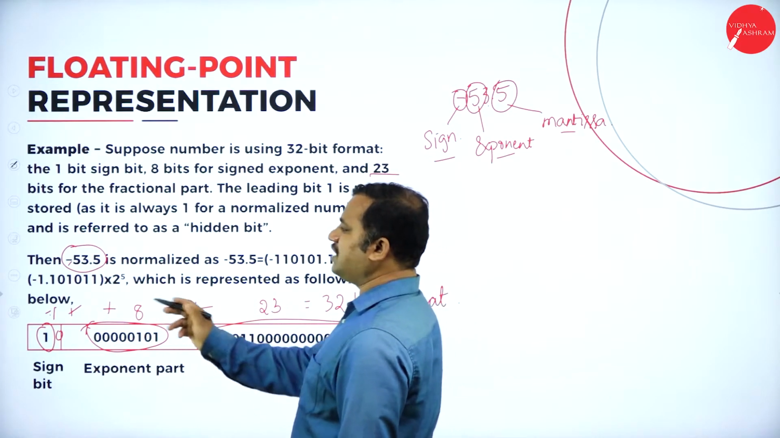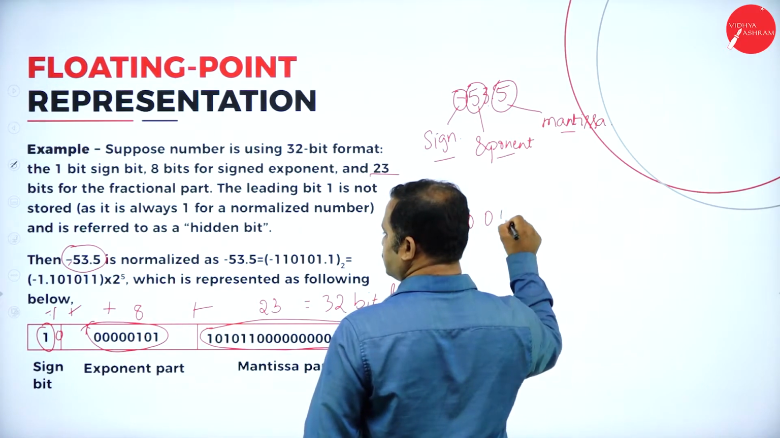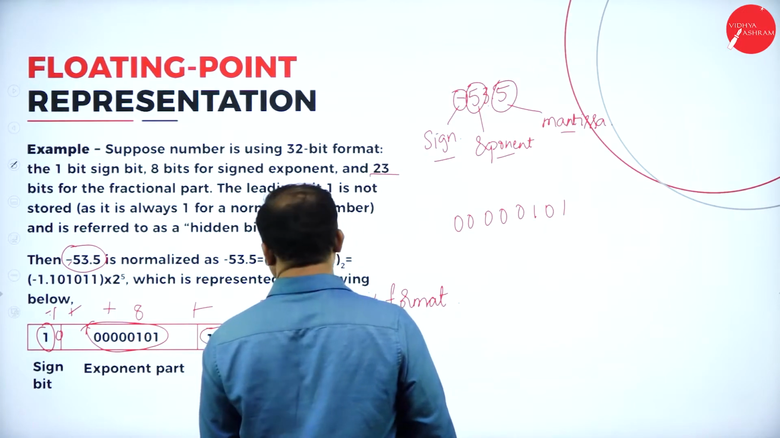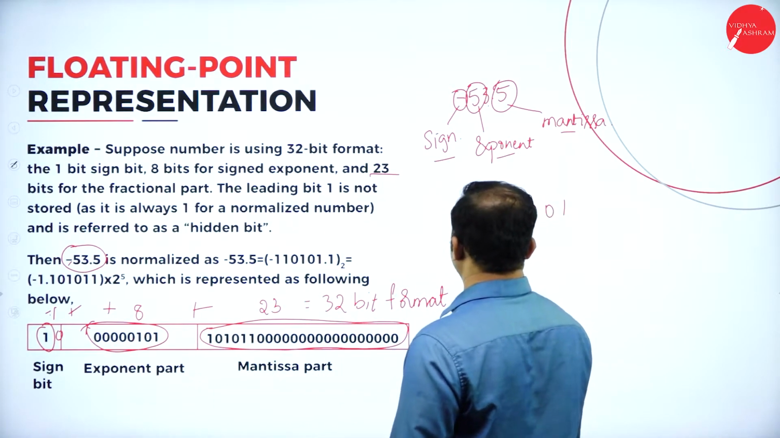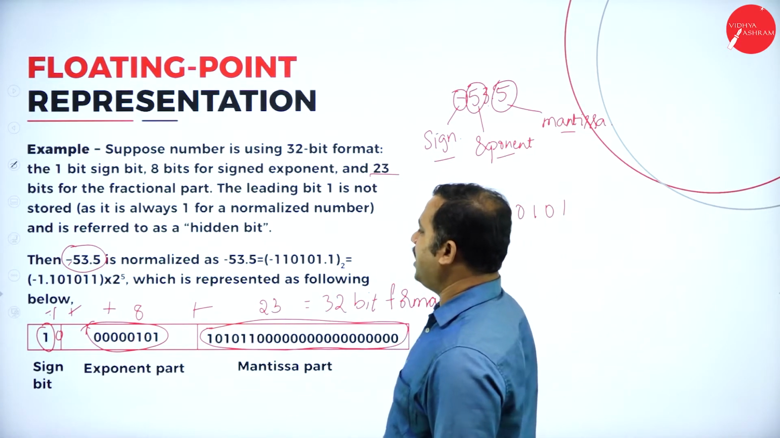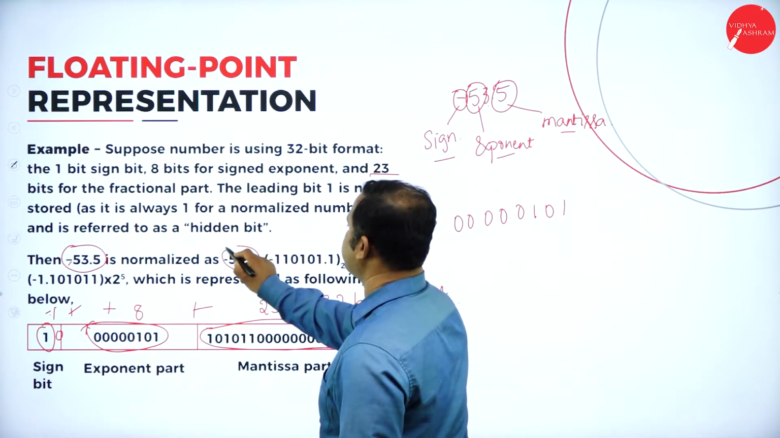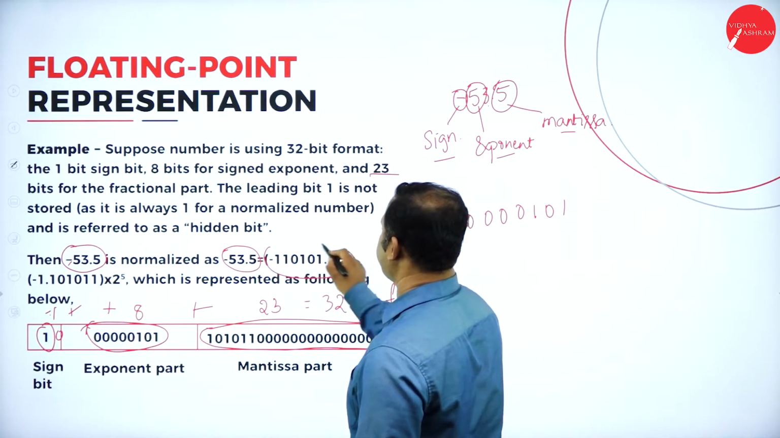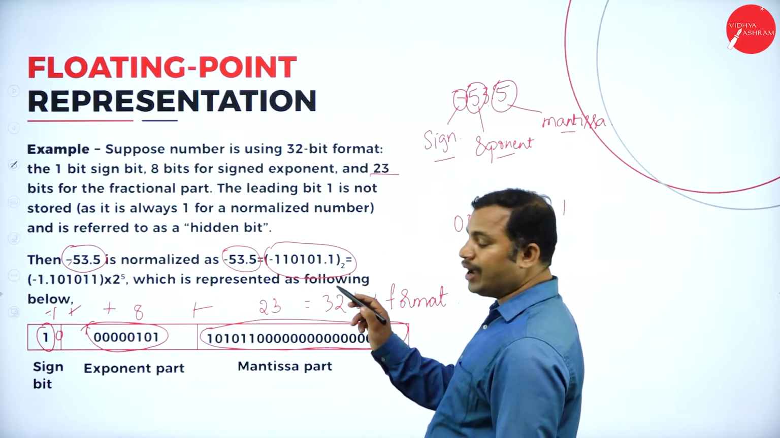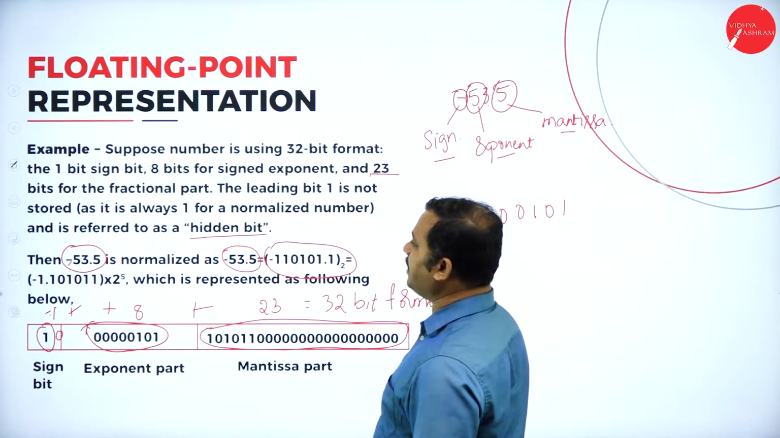So if that is the case, let me calculate the value of this. 0, 0, 0, 0, 0, 1, 0, 1. What is the value of this? We move from here to here. Since we have minus 53.5, I can represent it in this format. If you look at this, we have the value 1, which is going to be hidden. This is called a hidden bit.